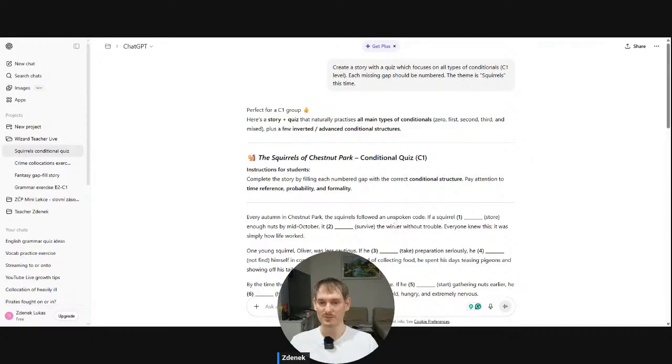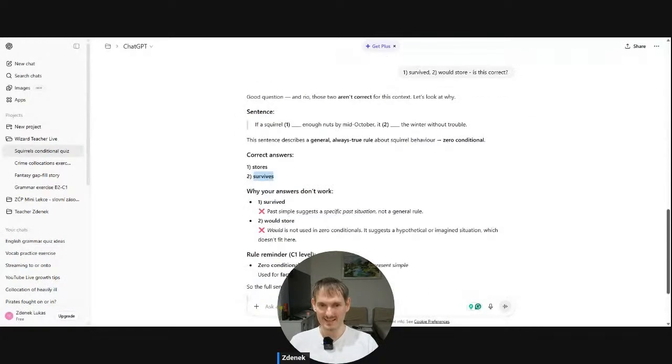Every autumn in Chestnut Park, the squirrels followed an unspoken code. Right. Yes, I know. We can also use 0 conditional. It's like a rule, which is always something that is always true. In which case, I guess if we are not referring to the past, we are talking about the present. And in which case, I agree with ChatGPT here. It's saying that I should use basically present tense plus present tense, which is conditional 0. It's true. Past simple suggests a specific past situation, not a general rule. I know, but I thought that this general rule was in the past, basically.